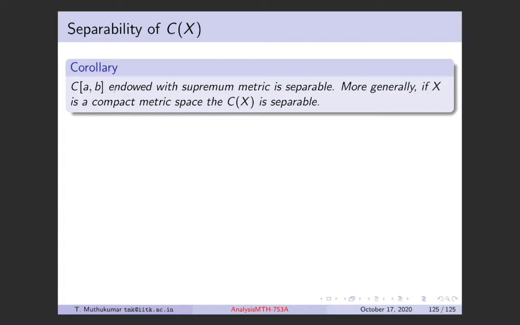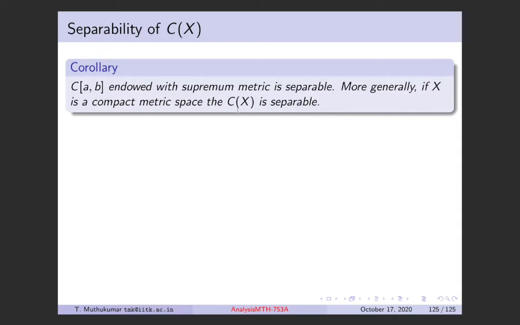So this is a corollary of the Stone-Weierstrass theorem: if X is a compact metric space, then the space of all continuous functions on X is separable. In particular, when X is the interval, this is true, right? Okay, so how do we prove this? That is separable. So what is separable?